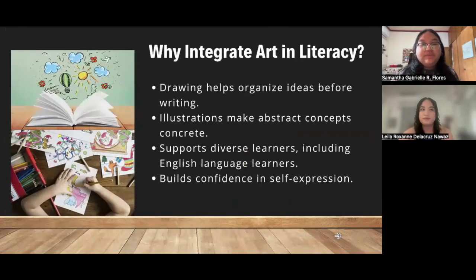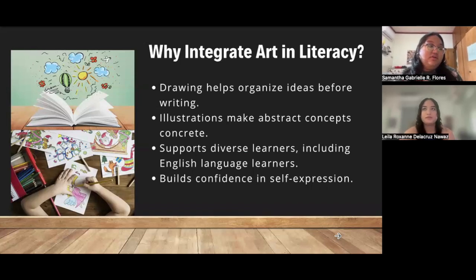So again, why should we integrate art in literacy? Drawing helps organize ideas before writing. What I like to do is sometimes draw the scene and then create my own outline from that and create my own story. Number two, illustrations make abstract concepts concrete. As we said, we could just have a sentence like the fox jumped over the fence.